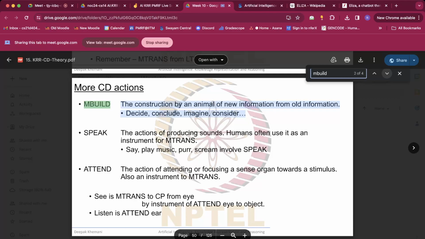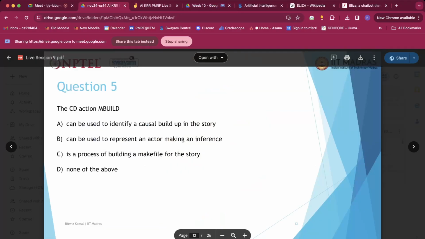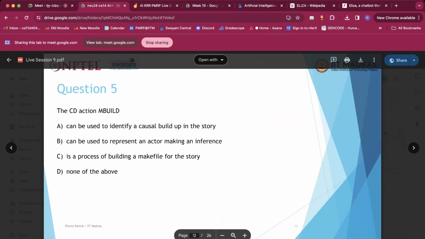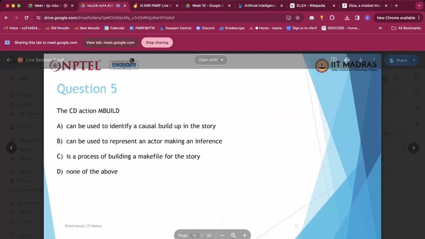So causal relationship is when a particular entity is causing a particular other entity, right? Here we are even hypothesizing, right? We are even considering actions like imagine or consider, which are not exactly causal. These are just hypothesizing, or us making assumptions in some sense, right? So because of that reason, the first option would be incorrect. It cannot be used to identify a causal build-up in the story.